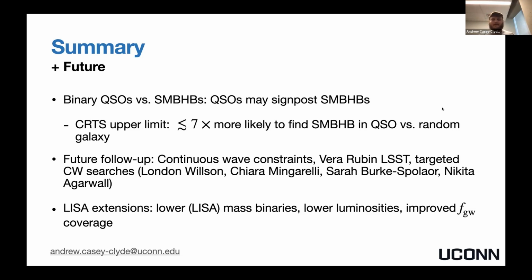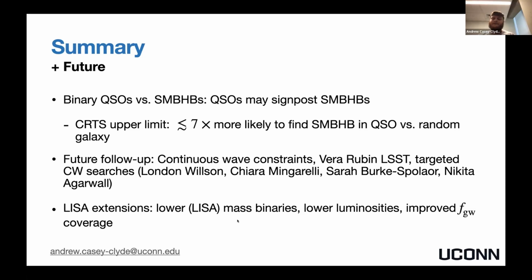But the other things that we're also excited about are things like Vera-Rubin LSST, which is going to look at a much deeper population of quasars and allow us to look at a lot more of these systems, as well as these targeted searches that are going to follow up on good candidates for having supermassive black hole binaries.